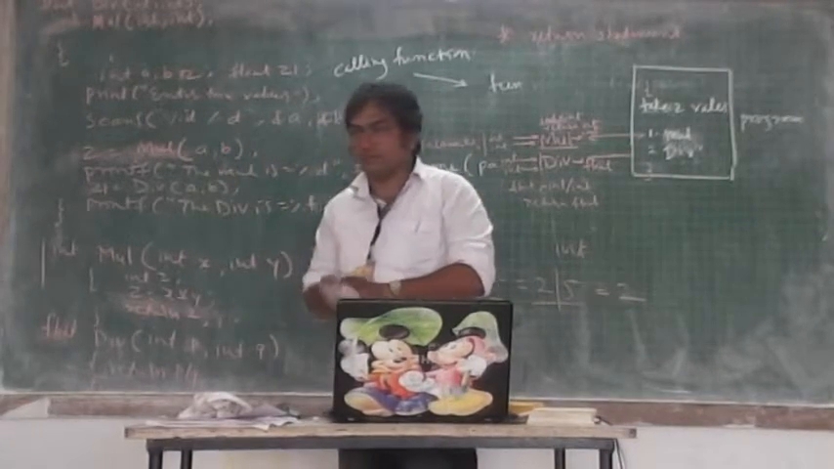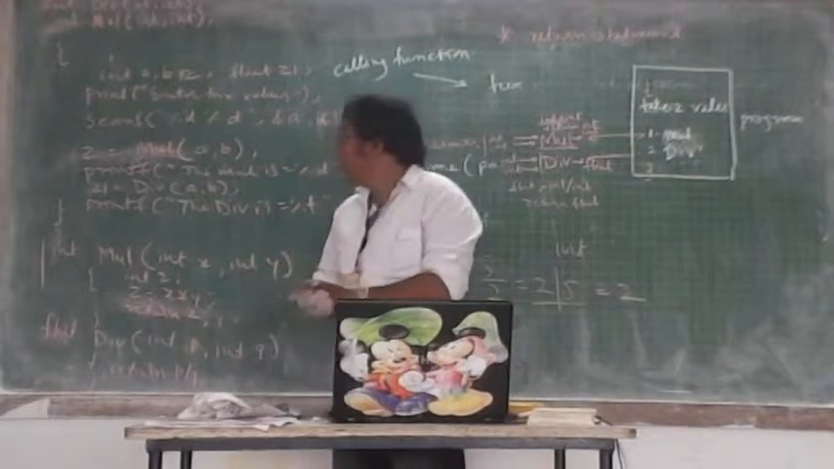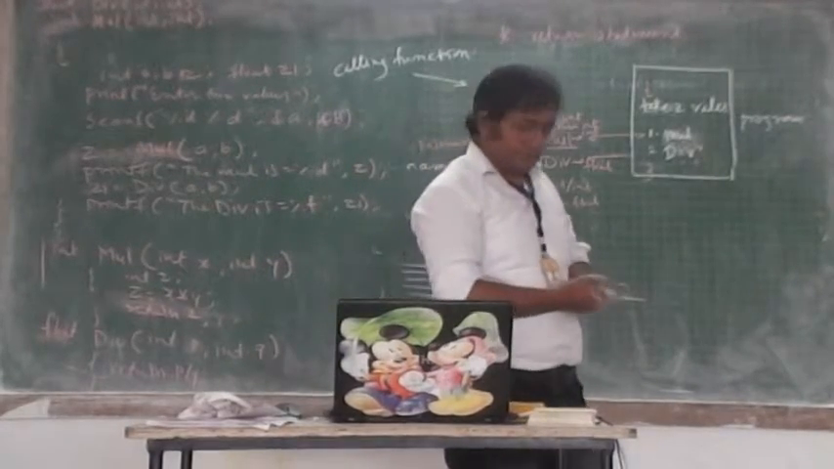This is the line. Third line. Execute third line. This line. Z equal to mul A comma B.